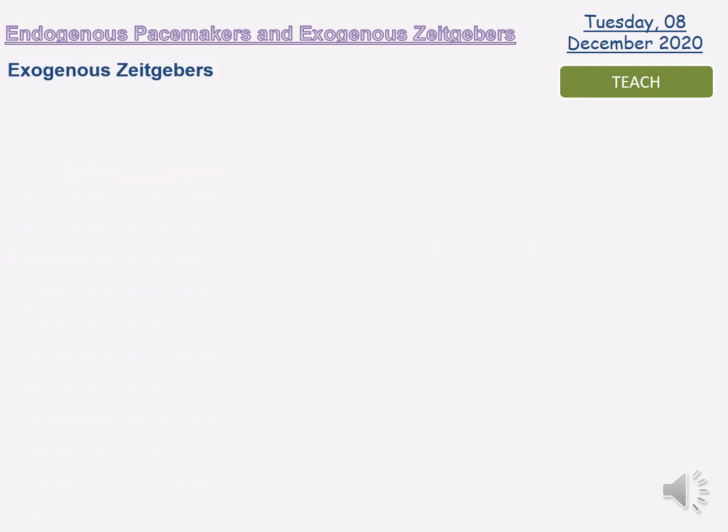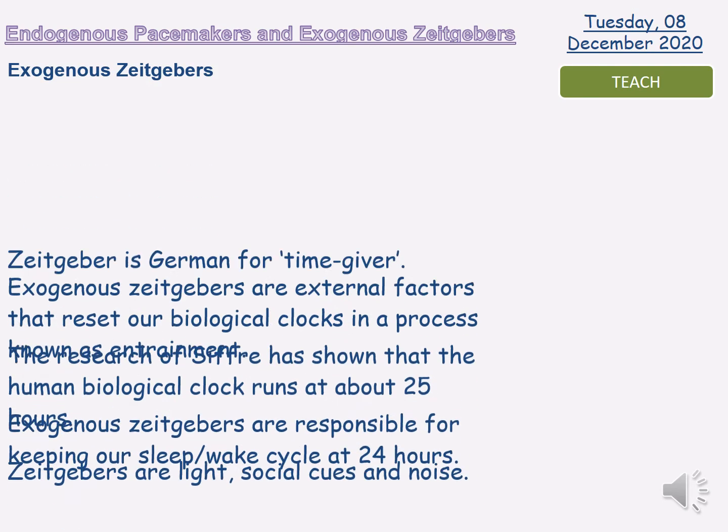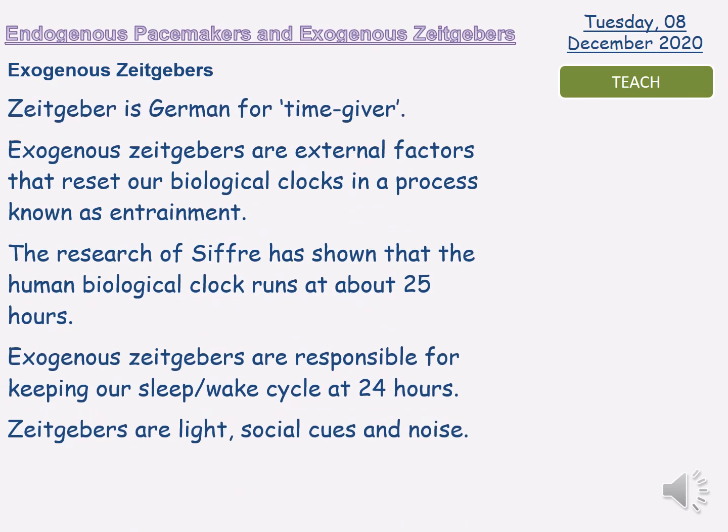Now let's have a look at the exogenous Zeitgebers. Now, Zeitgeber is German for time giver, and exogenous Zeitgebers are external factors that reset our biological clocks, and this is known as entrainment. So, for example, Seif's study in a cave showed that his biological clock was running at about 25 hours, which is why it's circadian. It's about 24 hours. So, the exogenous Zeitgebers are responsible for keeping our sleep-wake cycle at 24 hours.